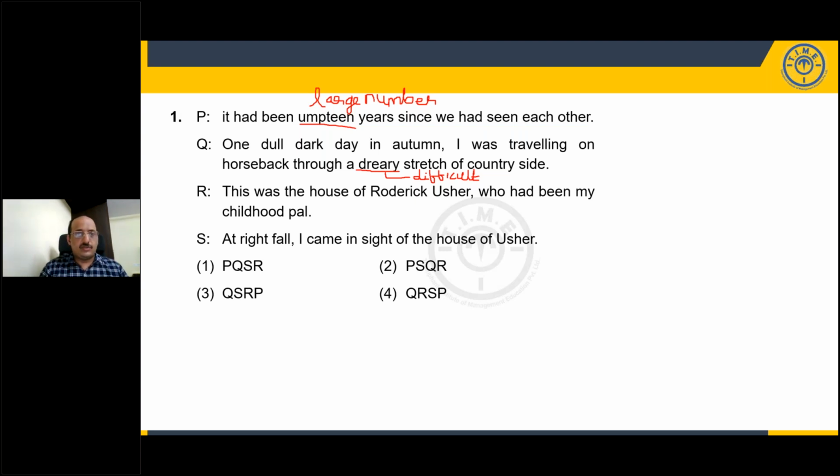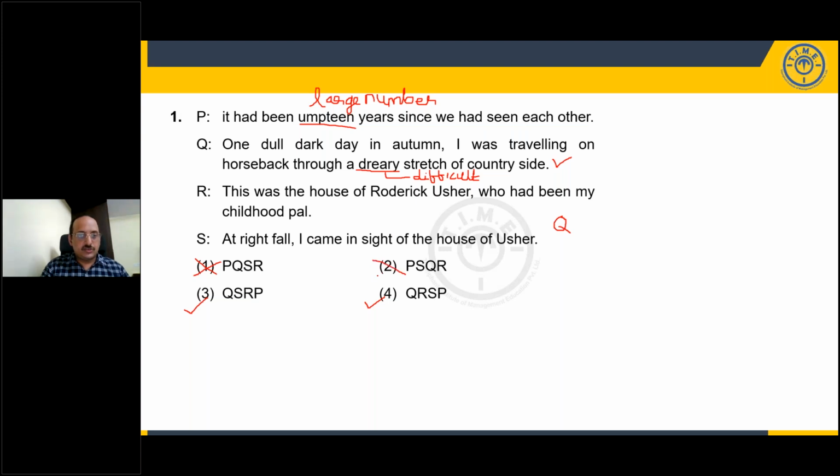So if I read these four lines, it's very clear to me that line number Q has to be my first line because it introduces the idea that on this particular day, the author was traveling. So in the options, option number 3 starts with Q, and option number 4 starts with Q. So option 1 and option 2 get eliminated. These two are very clearly wrong. I'm left with 3 and 4.